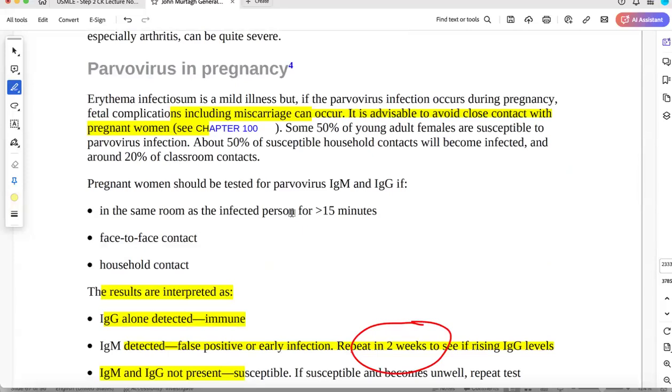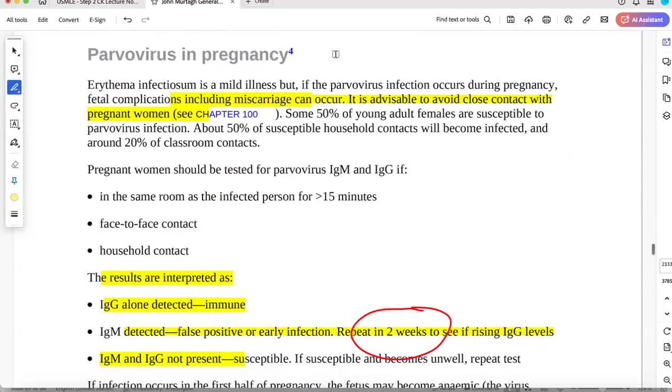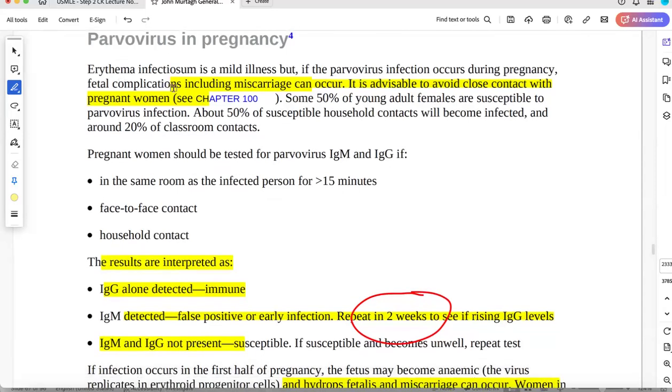So parvovirus B19 in pregnancy can be quite tricky. It comes up in exam a lot. Even for a child, parvovirus B19 is a mild viral infection. But if parvovirus infection occurs during pregnancy, there might be a lot of fetal complications, even miscarriages can occur. So it is advised to avoid close contact with pregnant women.